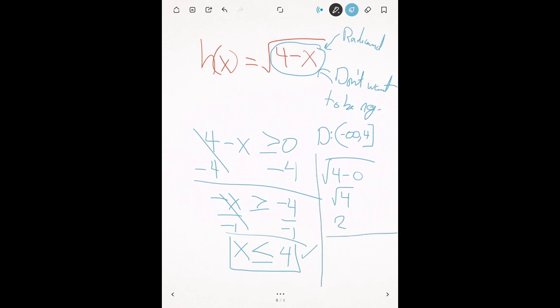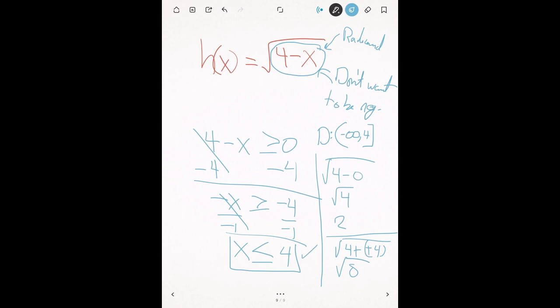What about a negative number? Because this says I can plug in negative numbers for x. Let's take the square root of 4 minus negative 4. Oh, what do you know? That just reverts back to being positive. So I'm taking the square root of 8.